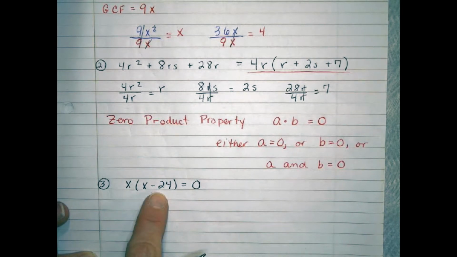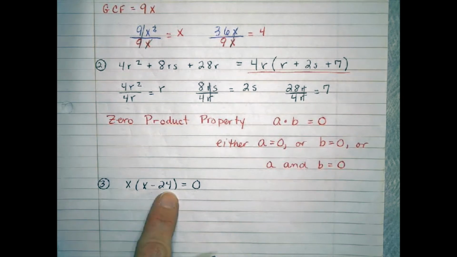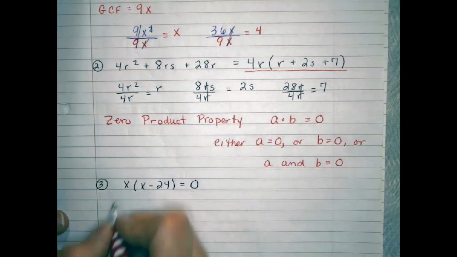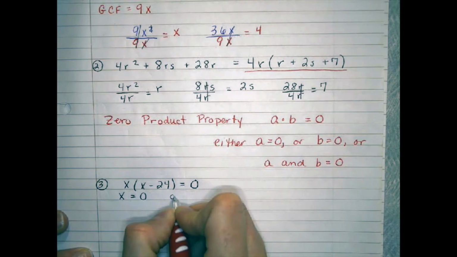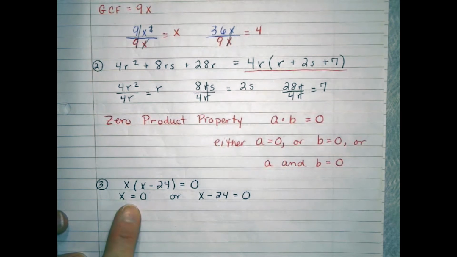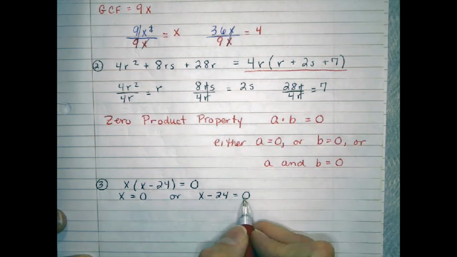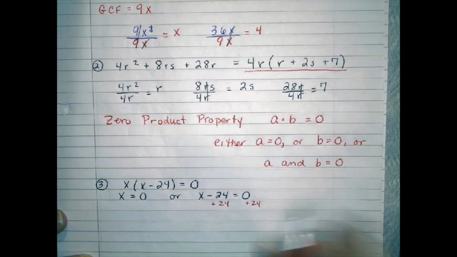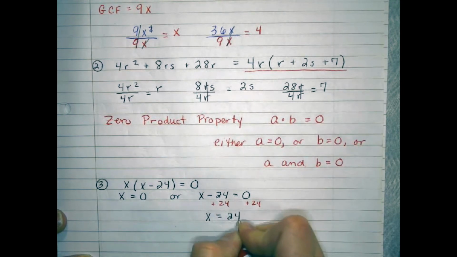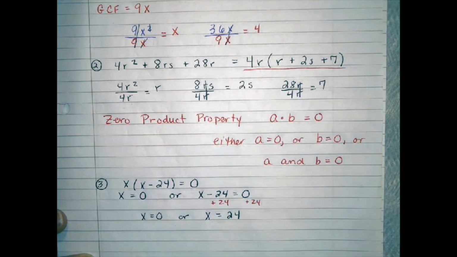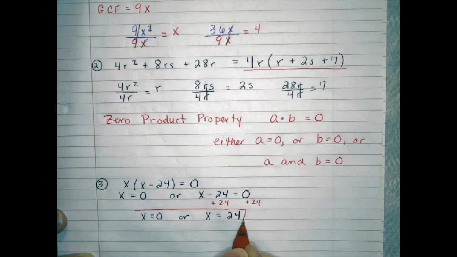So in order for these to be multiplied and equal 0, I'm going to write two new equations. Either x equals 0 or x minus 24 equals 0. This one's already solved. This means x might actually equal 0. For this one, I would solve for x by adding 24 to both sides, and I would find that x equals 24. So my final answer is x equals 0 or x equals 24. If either of these conditions are true, then this statement would equal 0.